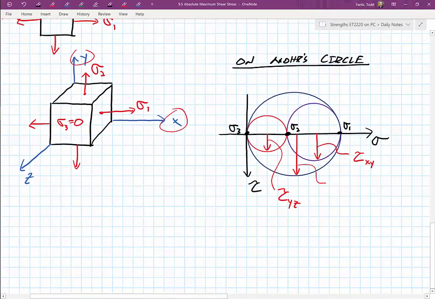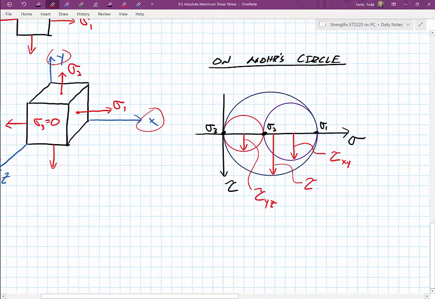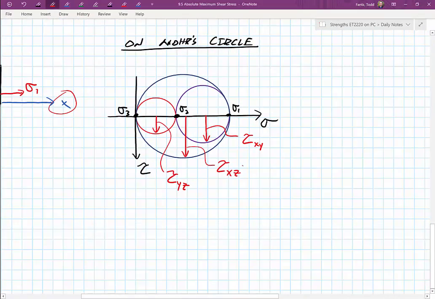1 is the x direction, 3 is the z. So this would be tau xz. So if I have three different radii I can compare, what's the largest one? The largest one will be the absolute maximum shear stress for this element. And clearly that's the XZ.